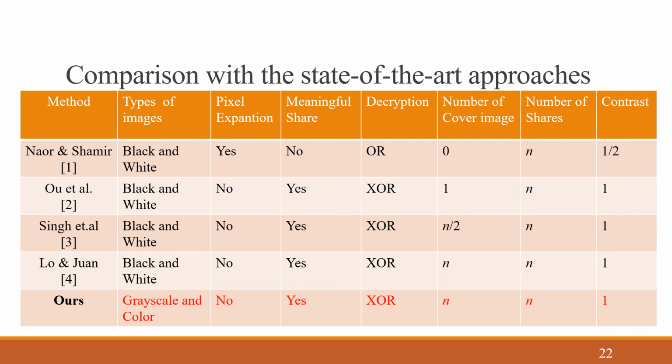We can obviously find that even when using grayscale and color images, our scheme doesn't have the issue of pixel expansion. We can generate meaningful shares, import n cover images, and generate n share images. The contrast, as defined in other research, decides how well human eyes can recognize the reconstructed image. It ranges from 0 to 1. The contrast must be as high as possible. We can see that our scheme is better than others.